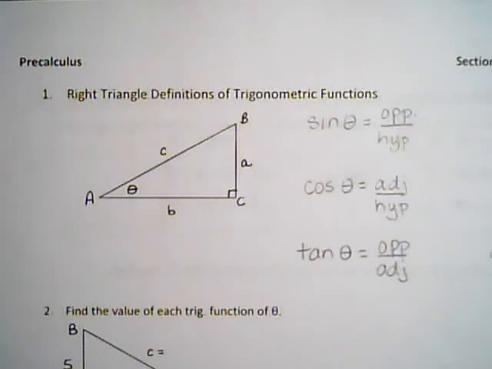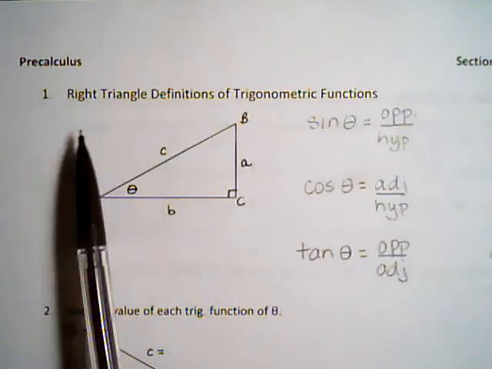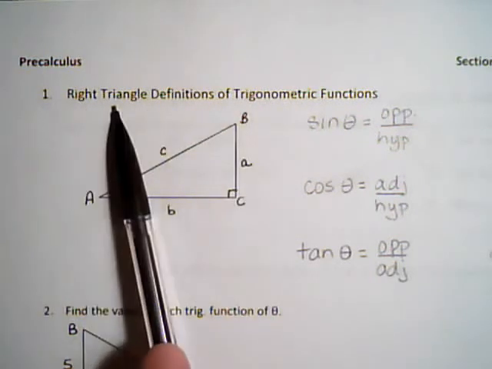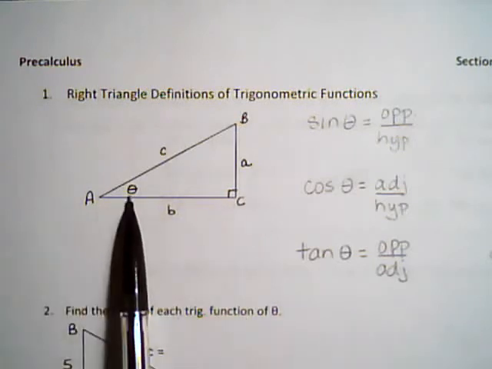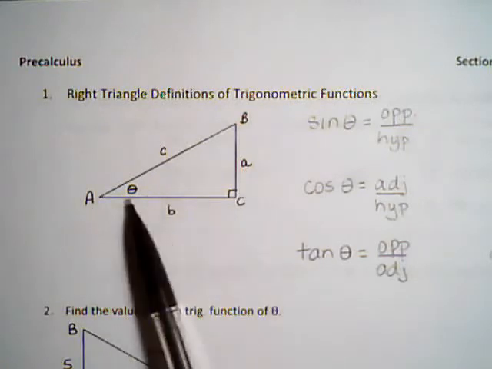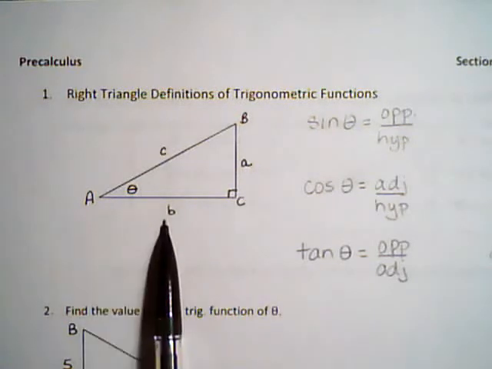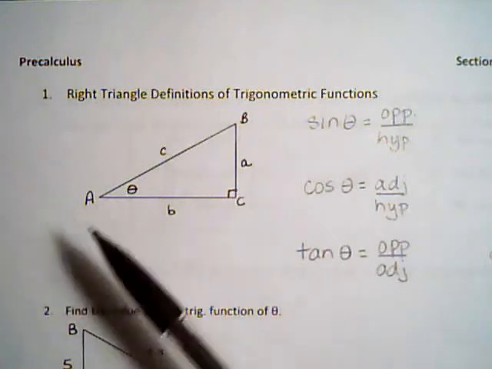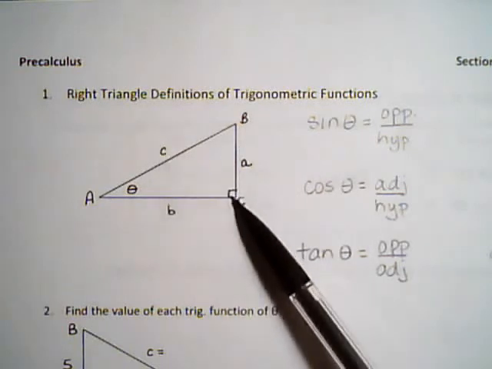Section 4.3 is on the right triangle definitions of the trigonometric functions. So here we're looking at how the trig functions can be defined in terms of a right triangle. If I have a right triangle ABC and I'm looking at angle theta, we have a side A, which is the side opposite theta. We have a side B that's the adjacent side to theta. And then C is the hypotenuse because it's the side across from the right angle.